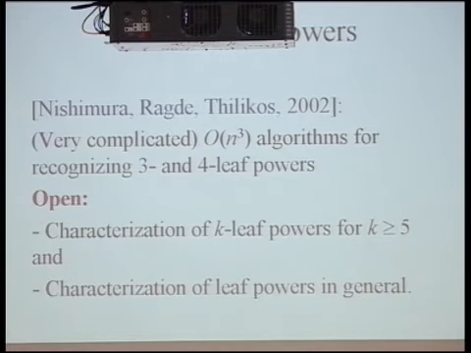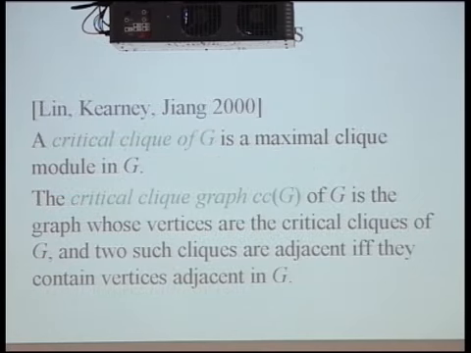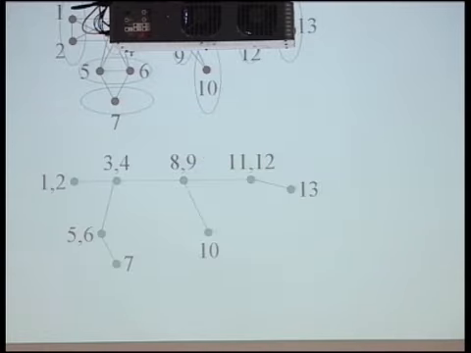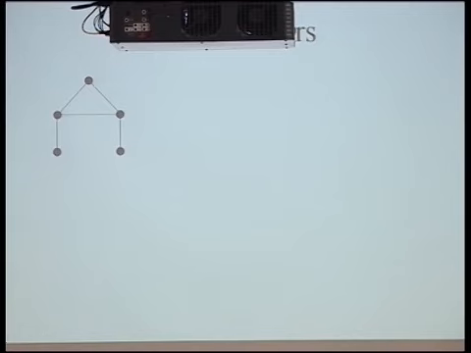It is again open for k at least 5. So far there is no characterization of k-leaf powers for k at least 5 and of leaf powers in general. But for 3 and 4, one knows a little more. And for this, I think I will skip this concept here. Critical cliques, this time is running. Let me skip this. Here are the forbidden subgraphs for 3-leaf powers.